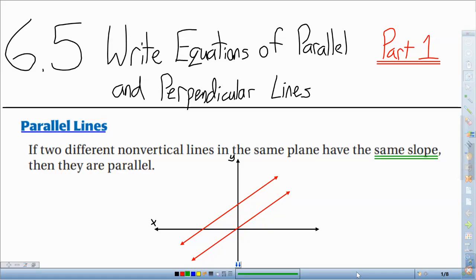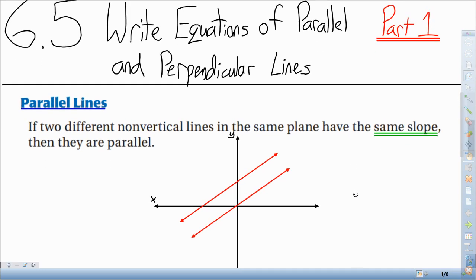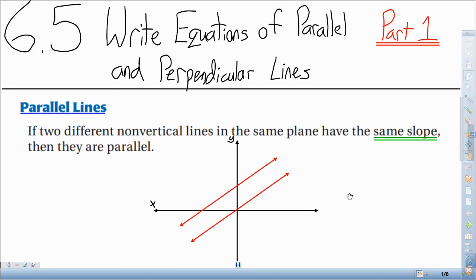Hey everyone. So we are getting into 6.5 today, writing equations of parallel and perpendicular lines, part one. Today in part one, we're going to be just focusing on parallel lines, and then in part two, we'll begin into perpendicular lines. So go ahead, take a couple minutes and get the title here and copy this slide here, including the graph, and we will get into parallel lines.